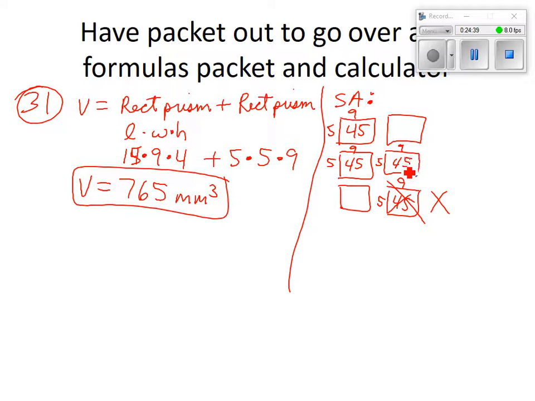What's the dimensions of the front littler face? 5 by 5. What's that give us? 25. What's the back little face that we can't see then? 5 by 5, which is 25. So that's all of the top.